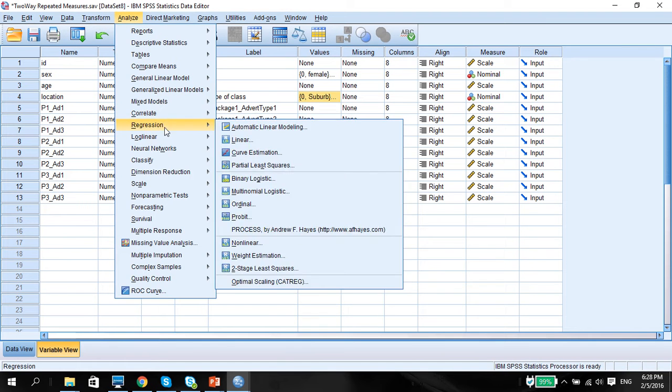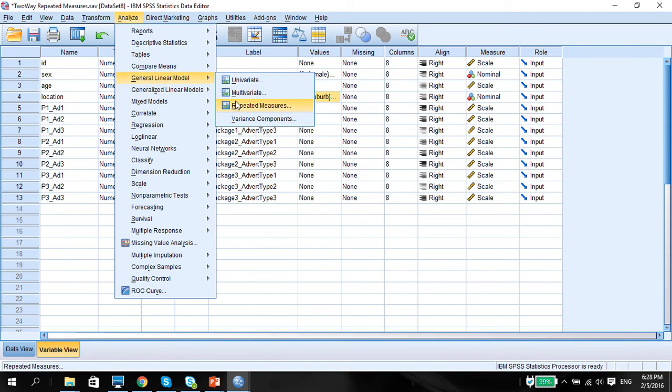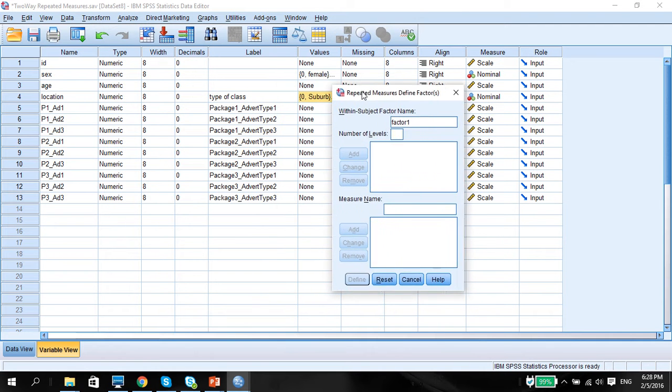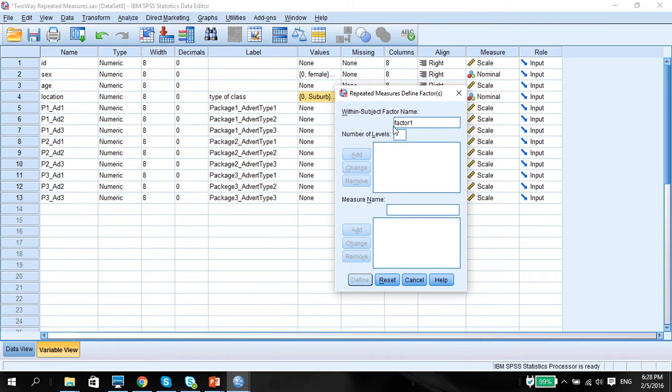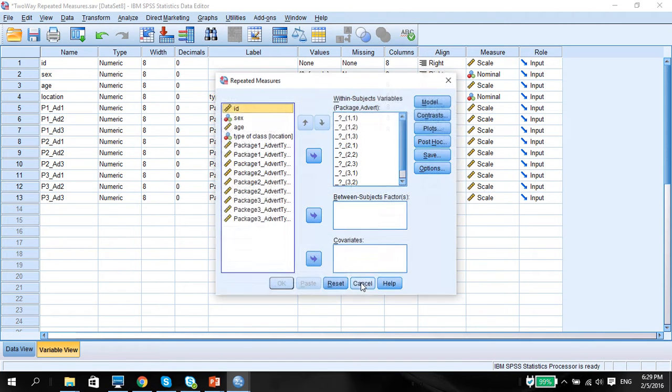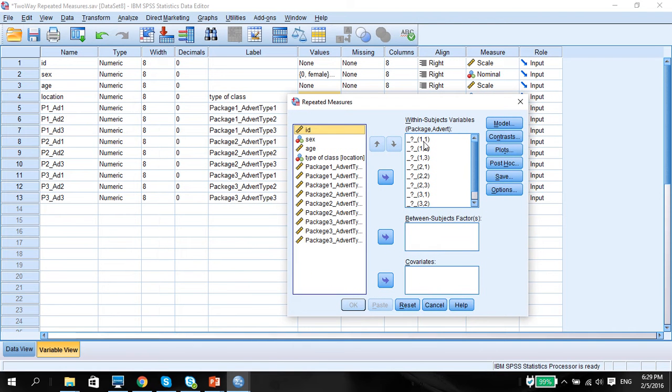So we go to Analyze, General Linear Model, Repeated Measures. So we better give something that is very understandable. So the first one we got to go is package, which of course has 3 levels, add. And the second one is advert, which again has 3 levels, add. So define. So you know that package 1 and advert 1 would be the first. Package 1 and advert 2 will be the second.